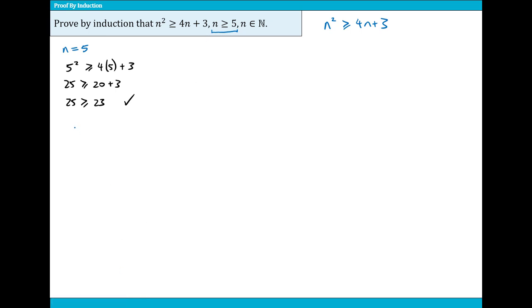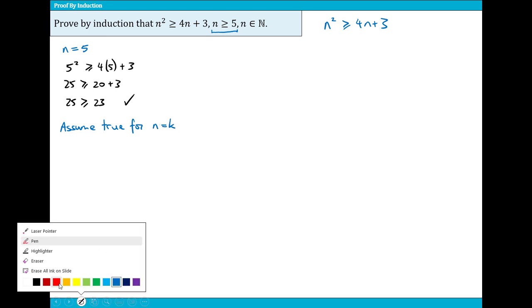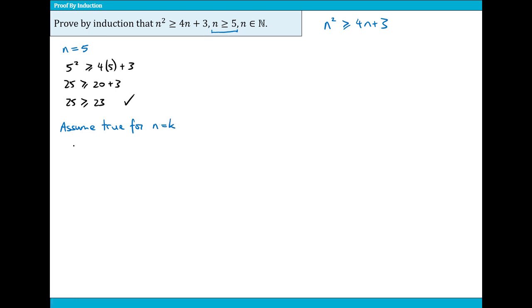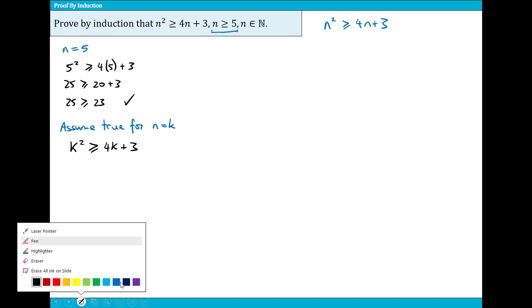The next thing we're going to do is assume true for n equals k. That just means writing down the formula as it is, except we replace the n's with k's. So we're going to assume it's true for k squared greater than or equal to 4k plus 3. And we'll return to the assumption in a minute.